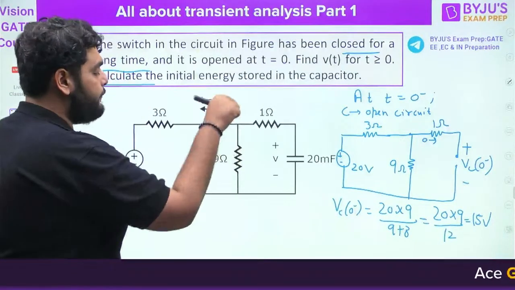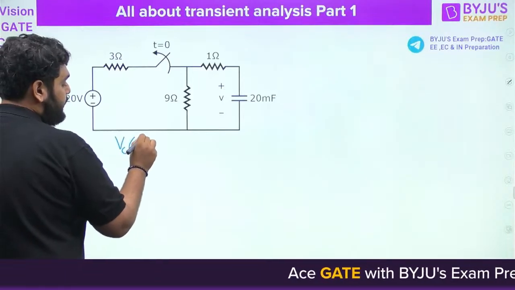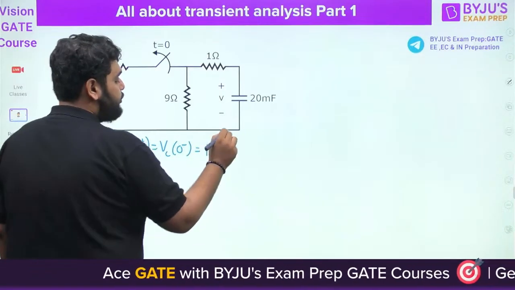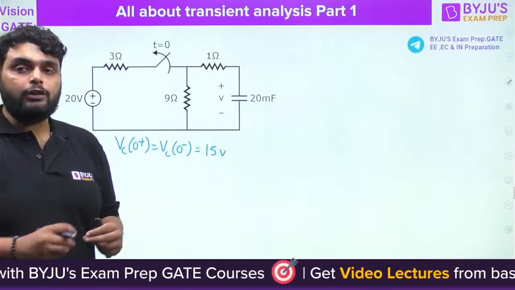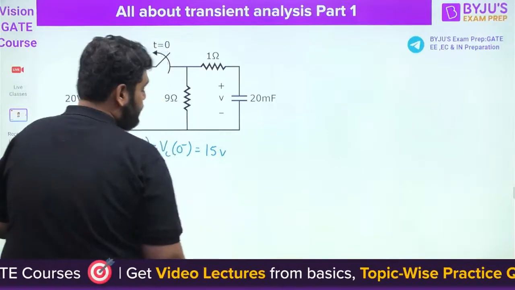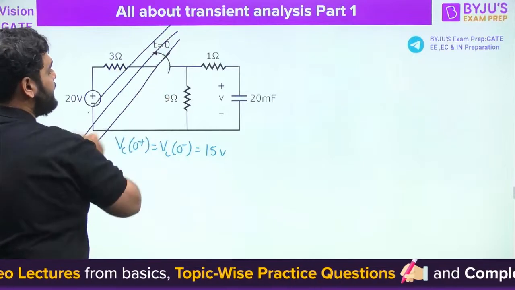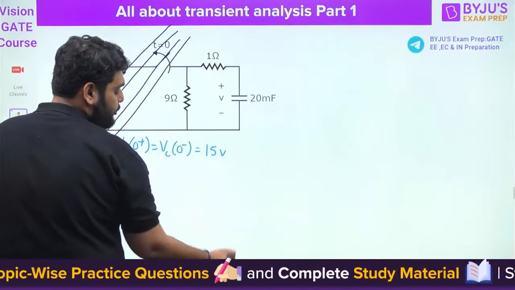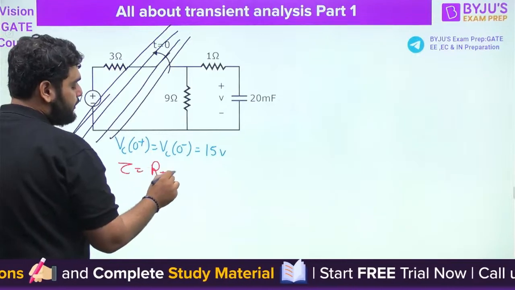Well done. So if VC0 minus is 15 volt, I can say that VC0 plus is equal to VC0 minus, which is also 15 volt. Why? Because this is the condition for a capacitor: the voltage across it does not change instantaneously. Now after t equal to 0, this side of the circuit has been removed. We will have this circuit only. Now I need to find the time constant, which is the total resistance multiplied by C.